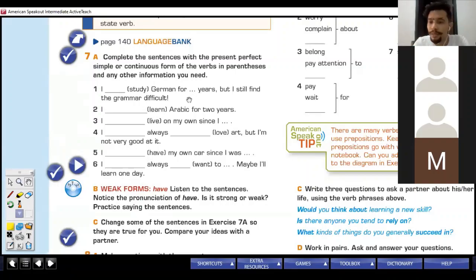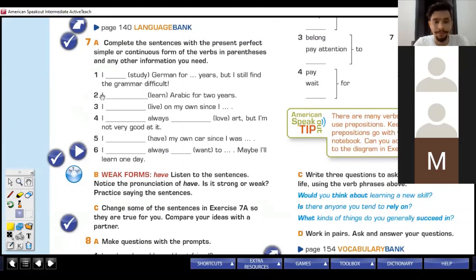All right, but you need to complete this. I have been studying German for 5 years, by for 5 years, right? But I still find the grammar difficult. All right, good. How about number 2?